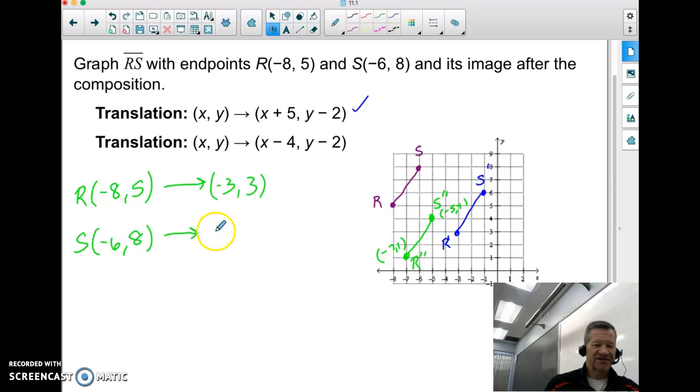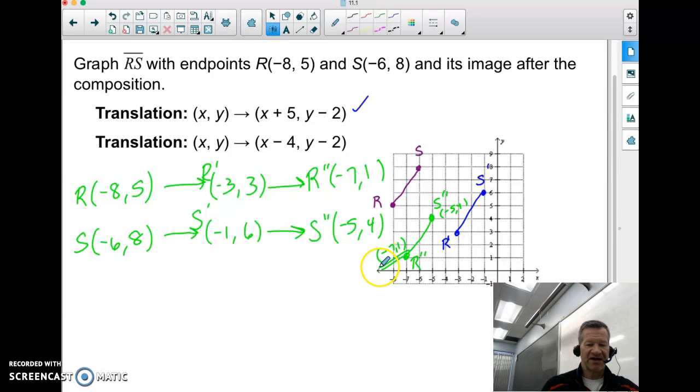Then do the same thing with S. 5 to the right and 2 down, that'll put it at -1,6. That's where S prime was here. So this is R prime and S prime. Then do the second transformation to find R double prime and S double prime. Well, what was the second transformation? Subtract 4 from the x, so -3 minus 4 is -7. 3 minus 2 is 1. And then S, -1 minus 4 is -5. 6 minus 2 is 4. So these points ended up, like we said, at -7,1 and -5,4. So you can figure it out just by doing the arithmetic also.